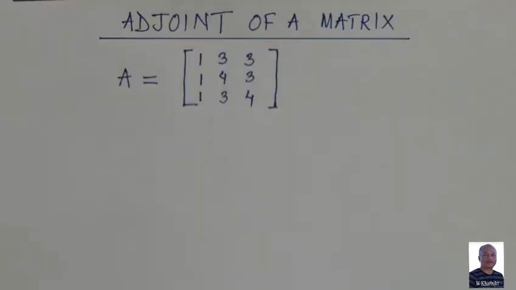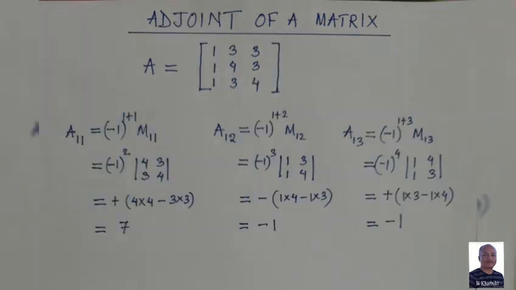So here you are given a matrix with entries 1, 3, 3, 1, 4, 3, 1, 3, 4. Now, first of all, we start with the entries in the first row. So you have the entries 1, 3, 3. Let us find the cofactors of 1, 3, 3. Now the cofactor of 1 is written as capital A with suffixes 1, 1.